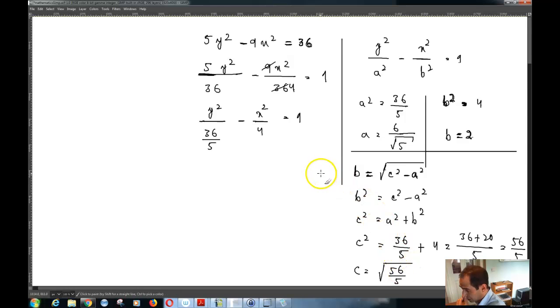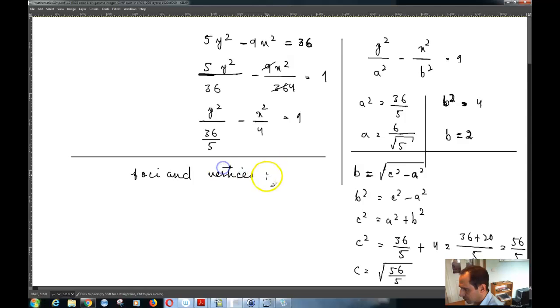I suppose there is something wrong here, because now let me calculate everything based on this, and then we will see what happens. So now the foci, and based on this I know that the foci and vertices are along the y-axis.